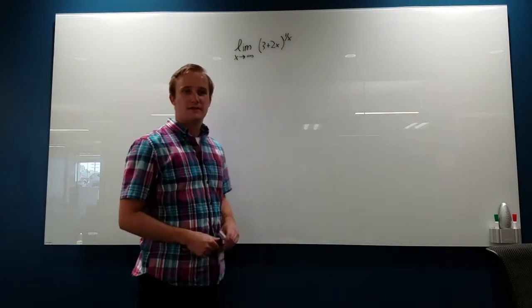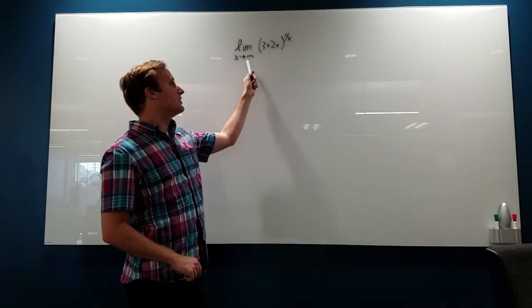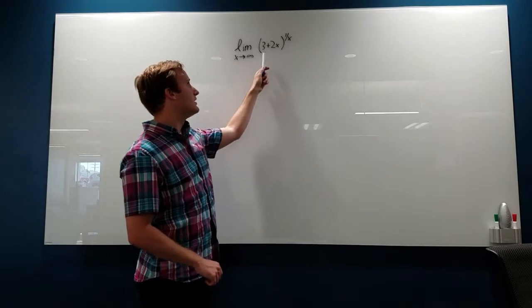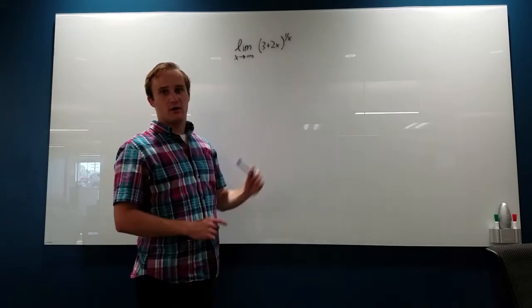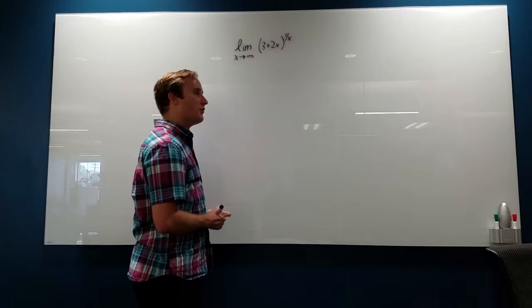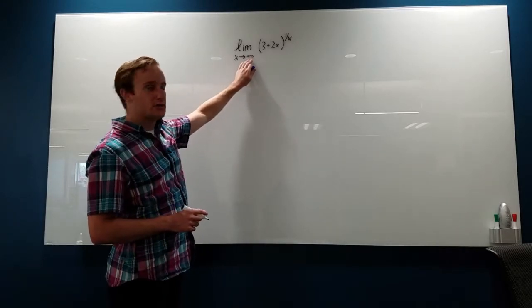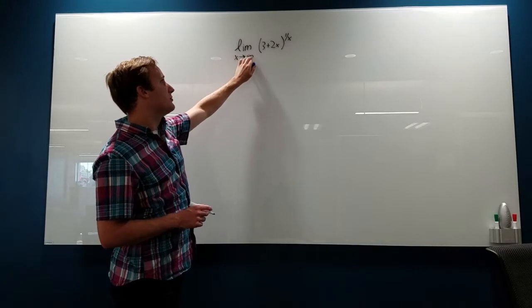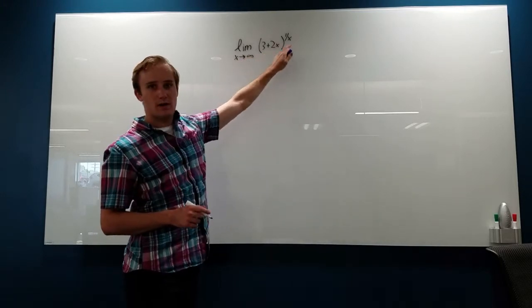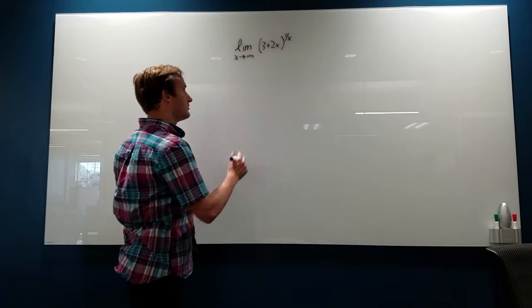Hello. Today we'll be solving this expression, the limit as x approaches infinity of (3 plus 2x) to the power of 1 over x. Whenever we're solving a limit problem, the first step I usually take is to try plugging in the thing that the limit is approaching in order to see what the expression does near that value.